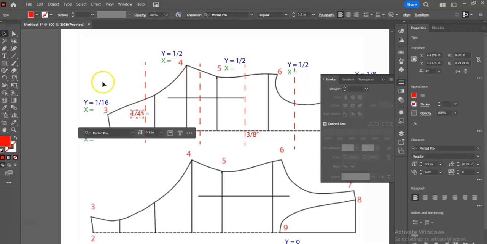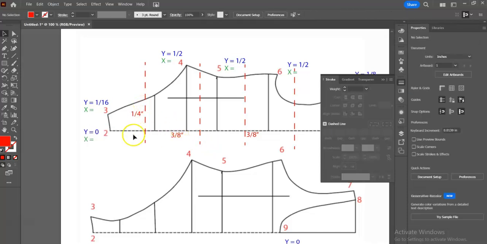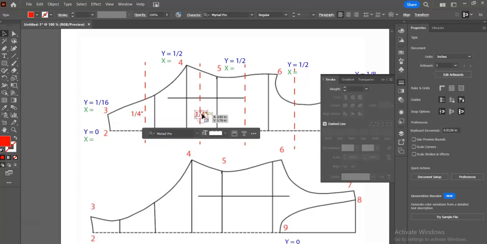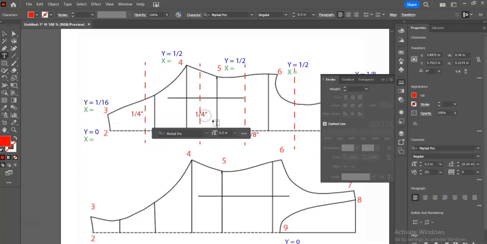So this distance from here to here changes a quarter. I know that this half of my body needs to grade 3/8, so 3/8 minus a quarter is 1/8 of an inch, which means this slash line will be 1/8 of an inch.